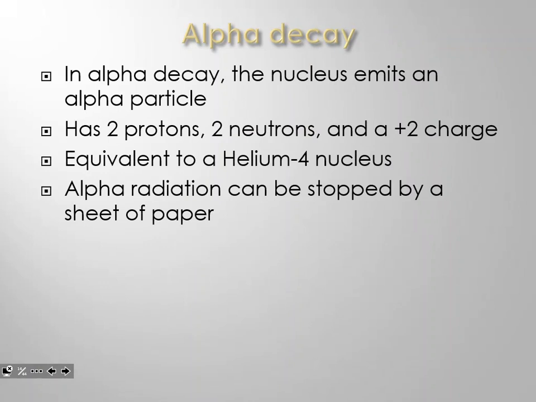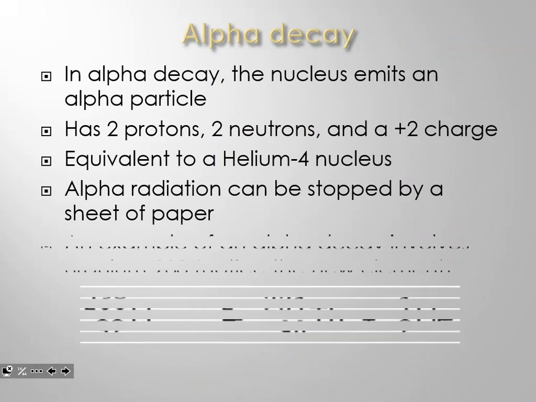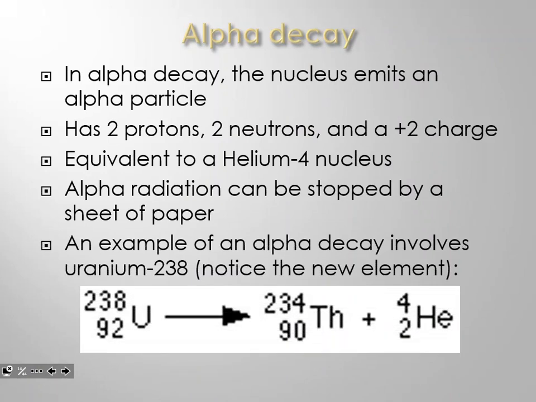Alpha radiation can be stopped by a sheet of paper. It can also be stopped by clothing. It has very low penetrating ability. Then we use a nuclear equation in order to show how this is going to work. So let me describe what this equation looks like because we're going to do some example problems later.